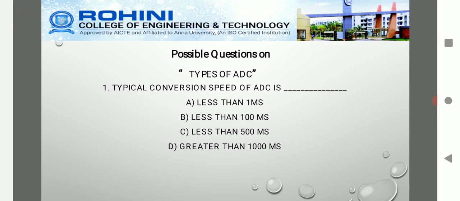So possible questions on types of ADC. First one, typical conversion speed of ADC is: A, less than 1 microsecond; B, less than 100 microseconds; C, less than 500 microseconds; and D, greater than 1000.